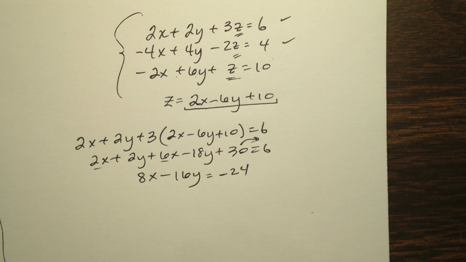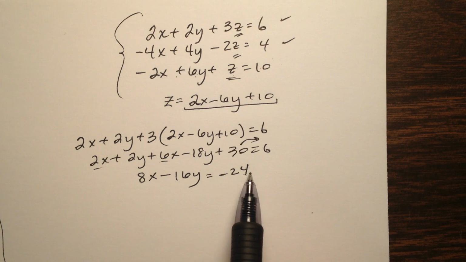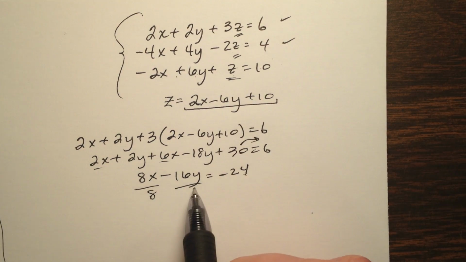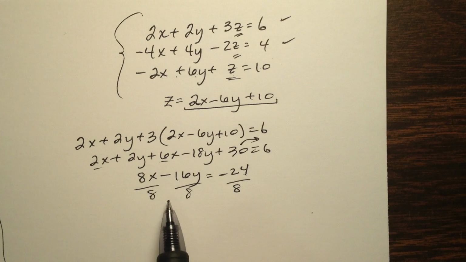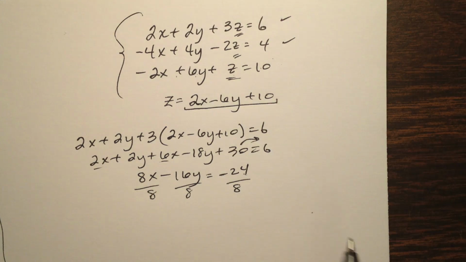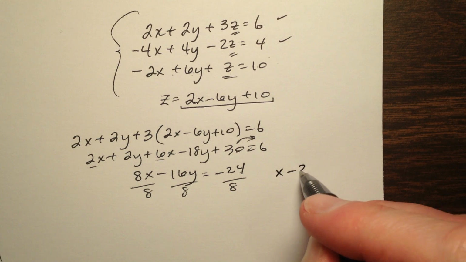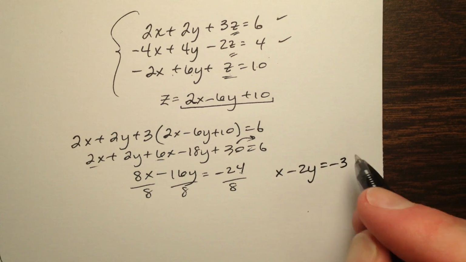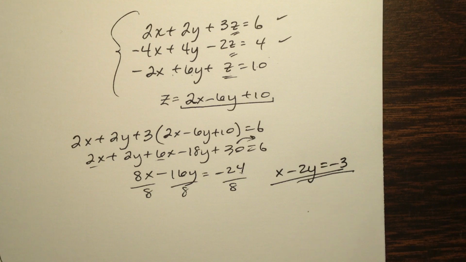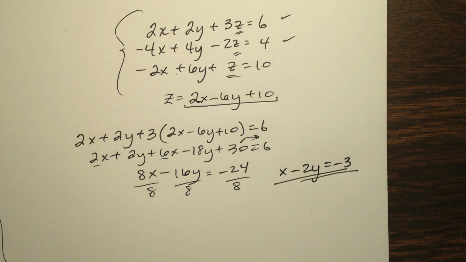And something interesting here, I notice that each of these coefficients and this constant over here, they're all divisible by 8, so I could divide everything by 8 just to make all these values much smaller. So here I would have x minus 2y equals negative 3. So I'm going to put that to the side and come back to this guy in a moment.